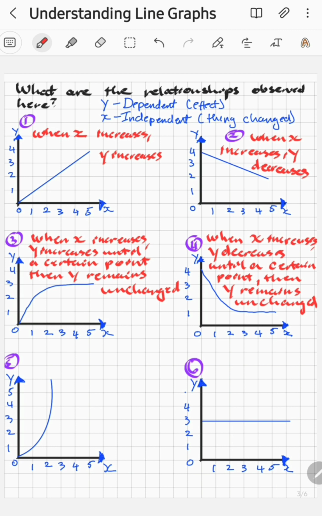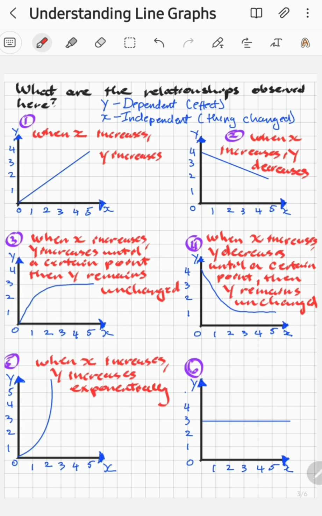Okay, now graph number 5, this is fairly straightforward. We can see as x increases, y increases, but this type of shape represents an exponential curve, which means that it just continues and continues and continues. So we just say when x increases, y increases exponentially. Okay, so that continues. It just increases and increases and increases.